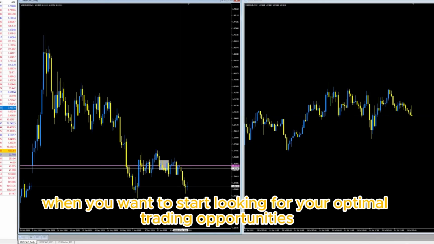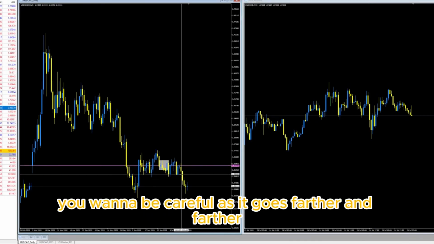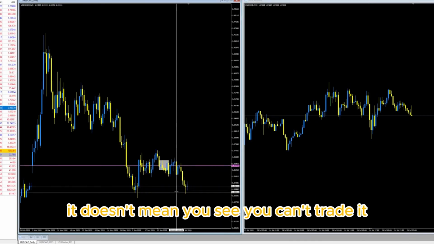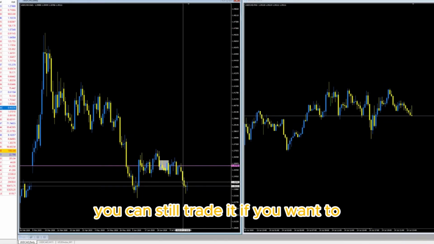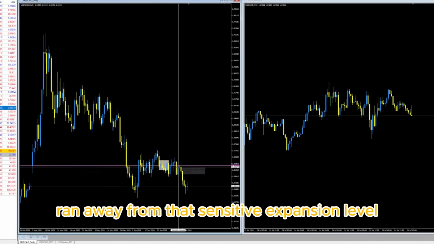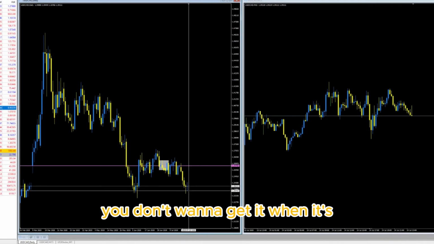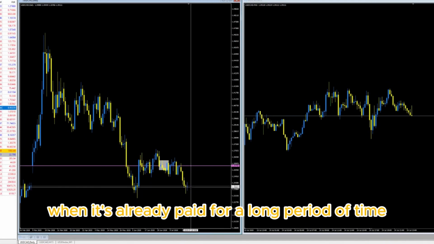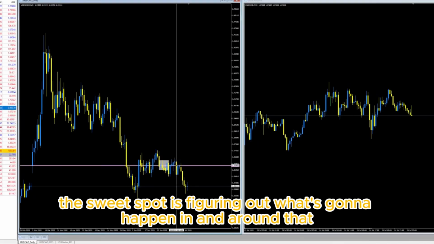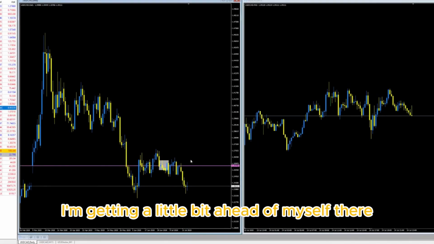That's when you want to start looking for your optimal trading opportunities on the lower time frame. You want to be careful as it goes farther and farther. It doesn't mean you can't trade it. You can still trade it if you want to, but remember that the trends will end at some point. So you don't want to see something that's run away from that sensitive expansion level and gone down and down for two to three weeks. Sometimes they'll trend. You don't want to get in when it's already paid for a long period of time. The sweet spot is figuring out what's going to happen in and around that sensitive point. I'm getting a little bit ahead of myself there.